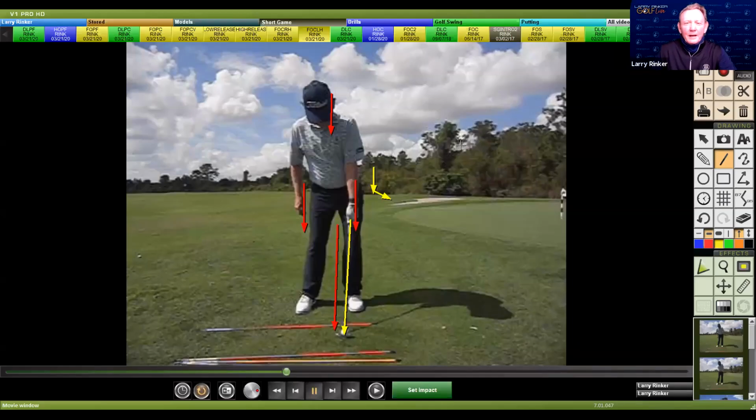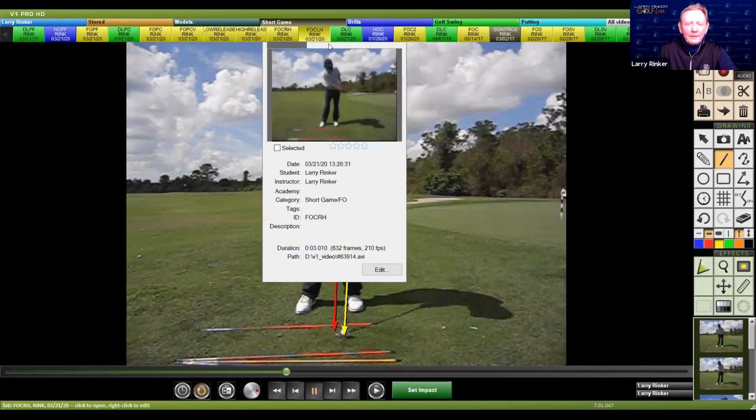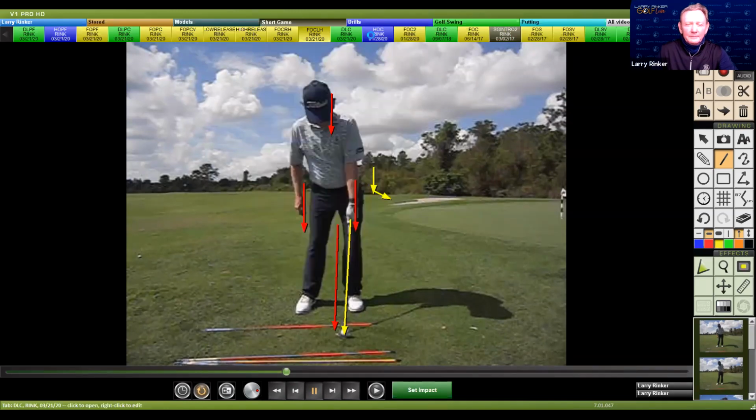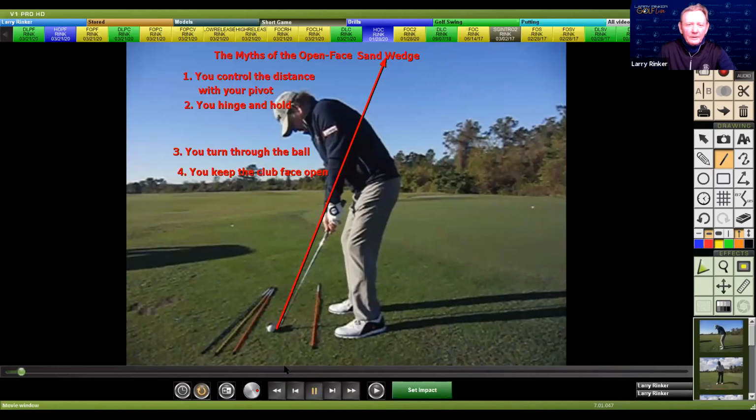Well, it's interesting you say that, because one of the things that I do with my students, and I think you'll agree with this, but I call it, these 4 myths of this open face sand wedge. That you control the distance with your pivot. You hinge and hold that angle between your left arm and the shaft of the club. You turn through the ball and you keep the club face open. That really doesn't happen when we are just letting the club have a free orbit.